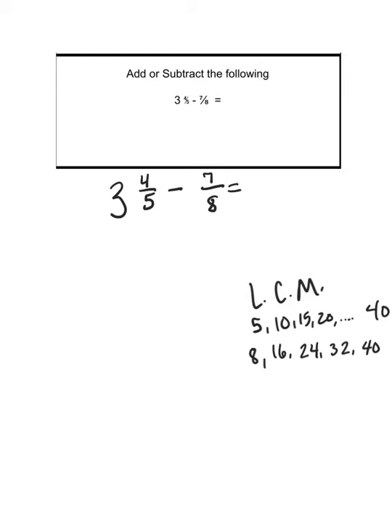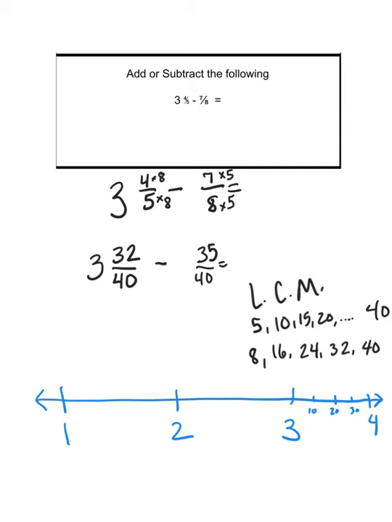So I need to convert 3 4/5 to 3 and some number out of 40. The way I'm going to do that is by multiplying my numerator and my denominator times 8. 5 times 8 is 40, so that's my denominator, and then my numerator will be 32. Then I'm going to convert 7/8 to some number out of 40 by multiplying my numerator and my denominator times 5. That will give me 35 out of 40. Now I need to subtract.